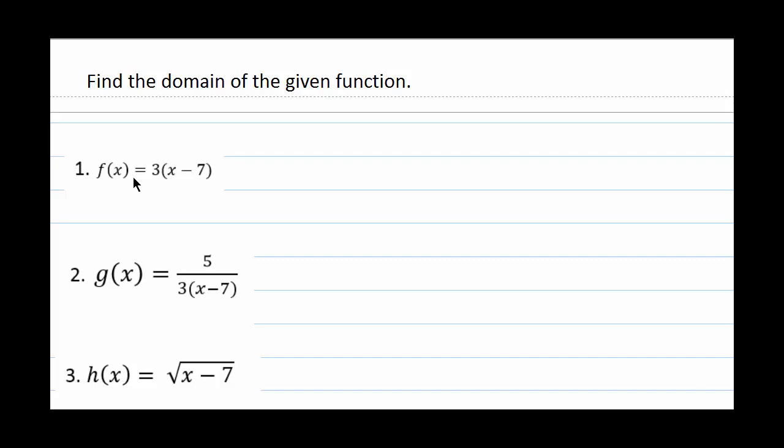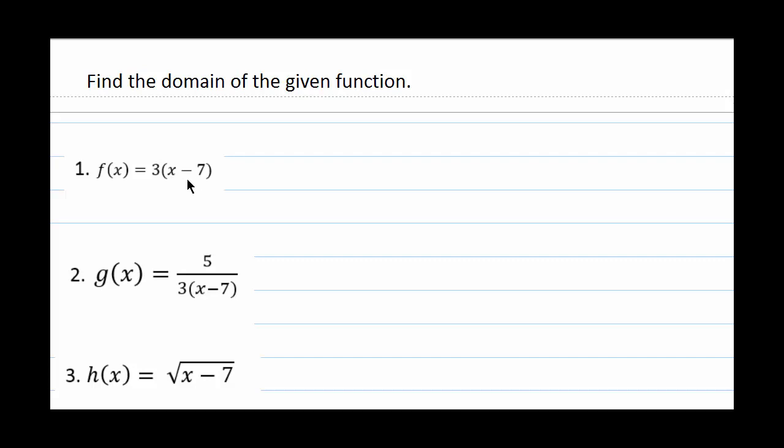All right, looking at number 1 right here, we have f of x is equal to 3 times x minus 7. So remember, we're looking at what can x not be. So do I have a fraction here? No. Do I have a radical here? No. So are there any restrictions on my domain?